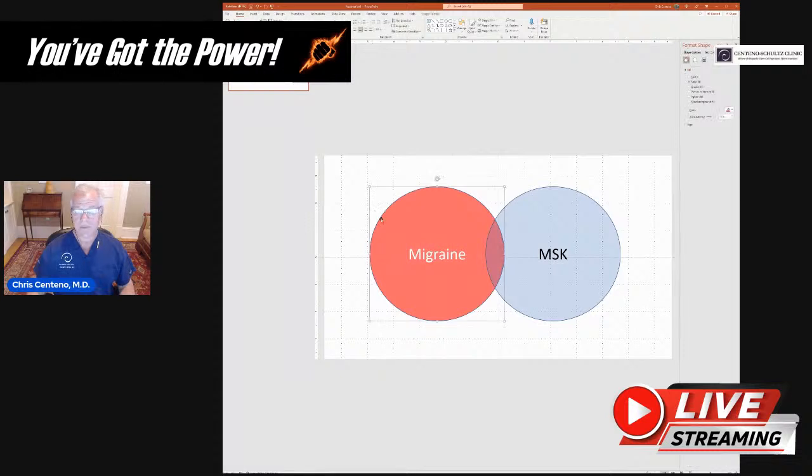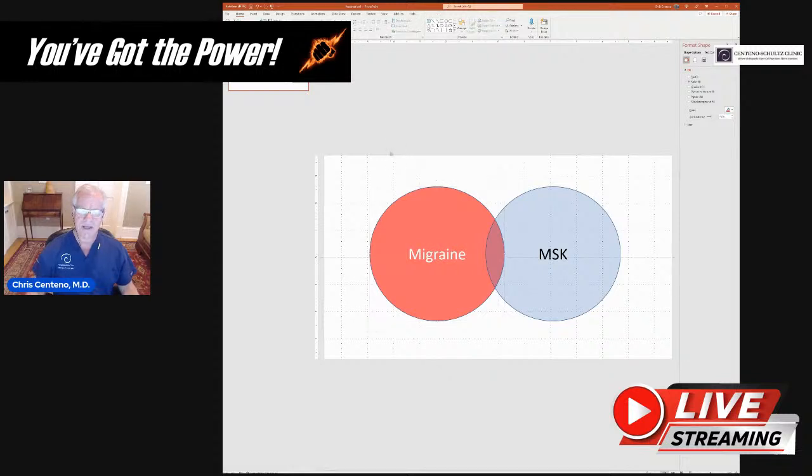A migraine headache, by definition, is a vascular headache. So it's happening because of a vascular event in the brain. Now, a musculoskeletal headache is happening because there's some structure in the upper neck that's causing headache. Some of the stuff we talked about, occipital nerve, upper cervical facet joints, etc.